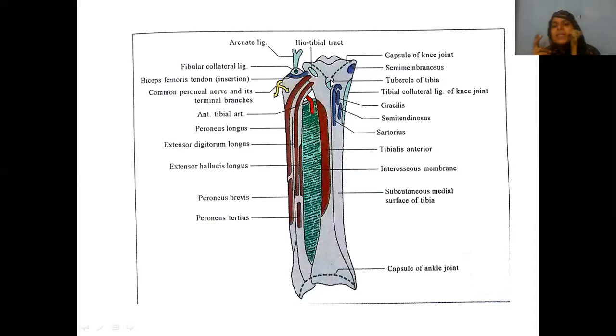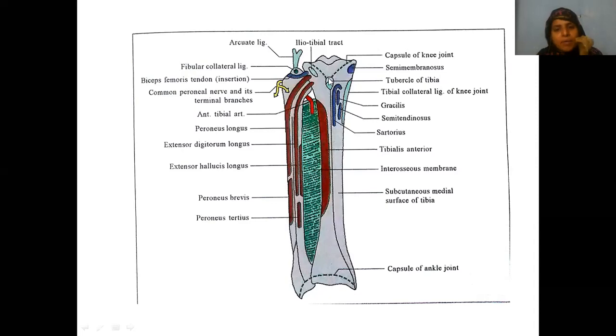There we will have one sesamoid bone, the kneecap. Within this quadriceps femoris, before it is inserted here, you will find one sesamoid bone in front of the knee joint. What is that sesamoid? Patella. So the anterior aspect of the tibial tuberosity is receiving the tendon insertion of the quadriceps femoris muscle.